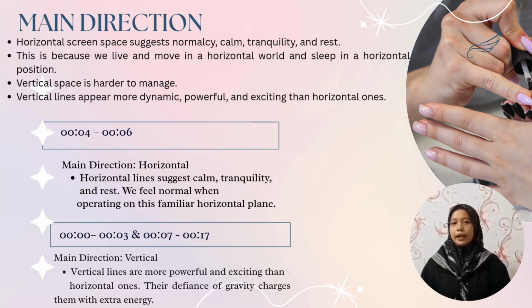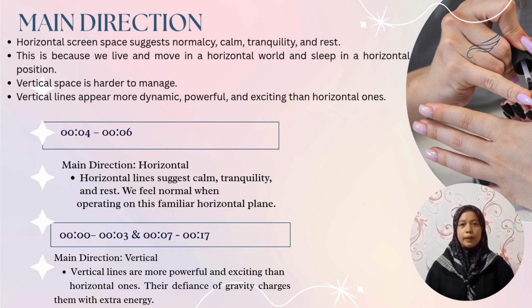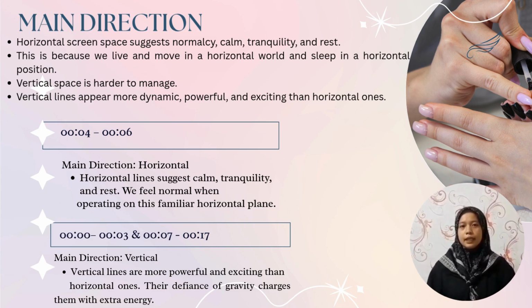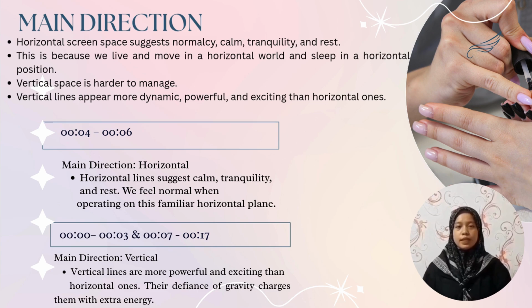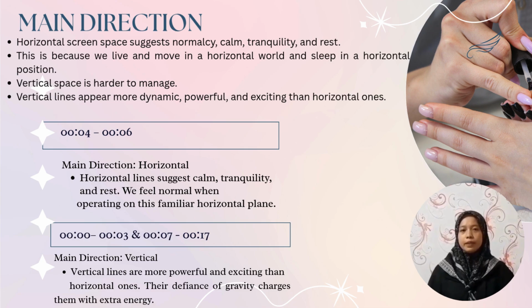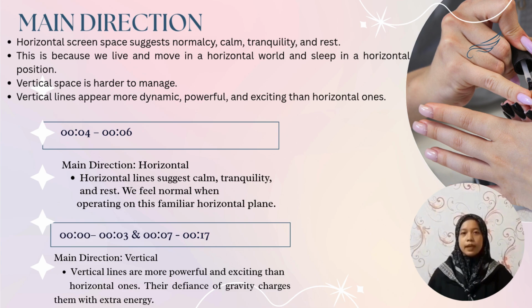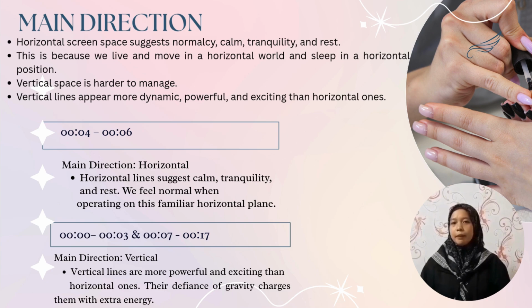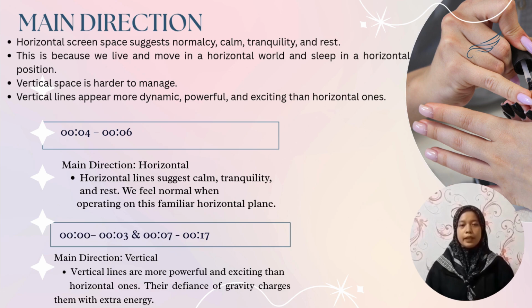Next, we move to chapter 4, which is forces within the screen. Main direction is divided into 2, which are horizontal and vertical. Horizontal screen space suggests normalcy, calm, continuity and rest. This is because we live and move in a horizontal world and sleep in a horizontal position. Vertical space is harder to manage. Vertical lines appear more dynamic, powerful and exciting than horizontal ones.